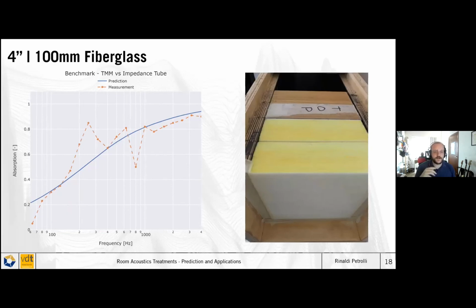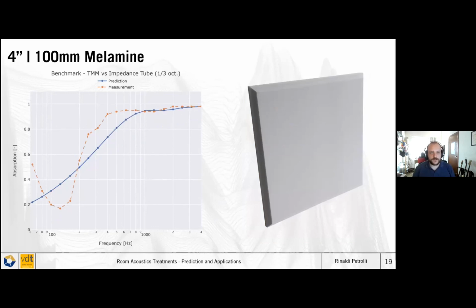And these spikes that you see in the measurements, I reckon they are probably due to the fibers in the fiberglass, which are quite irregular. So to test this assumption, we measured a 4-inch melamine panel, which is just like typical acoustic foam. So it's much more regular, and then the measurement is much smoother.